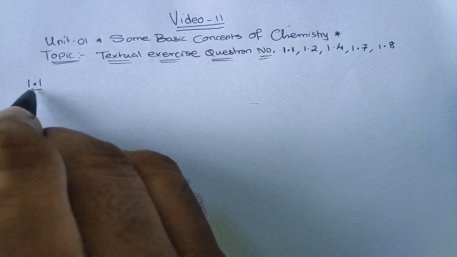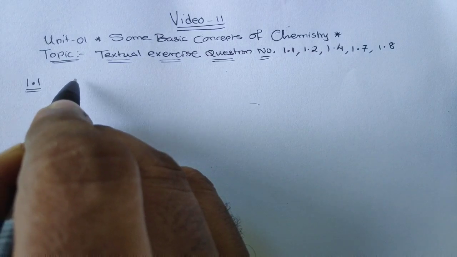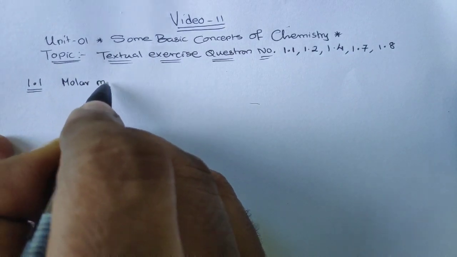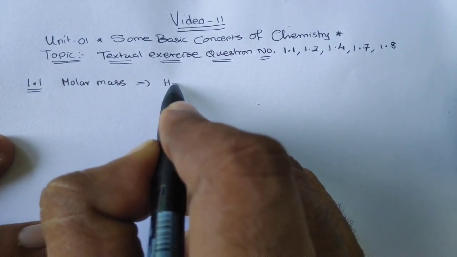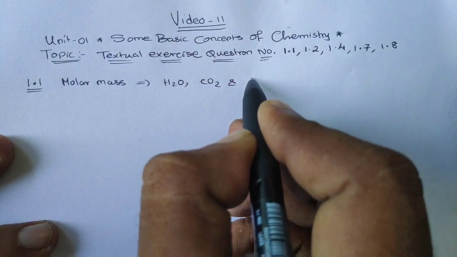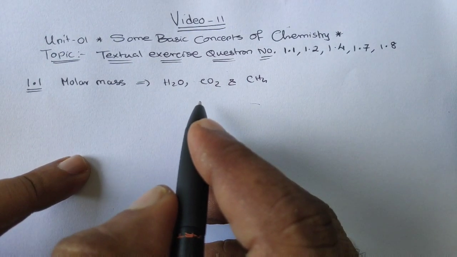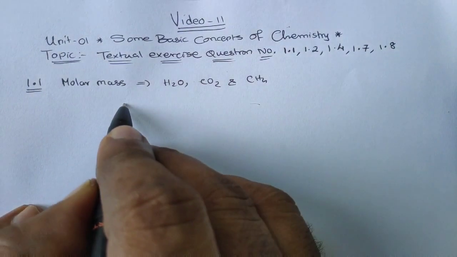The question is like this: calculate the molar mass of the following. That is, molar mass we have to calculate. Clear? In the question you have to find the molar mass of H2O, then CO2, and CH4, right? Now it is very simple, you can easily do it by yourself. This one you can do as homework also. I'll do one of them.